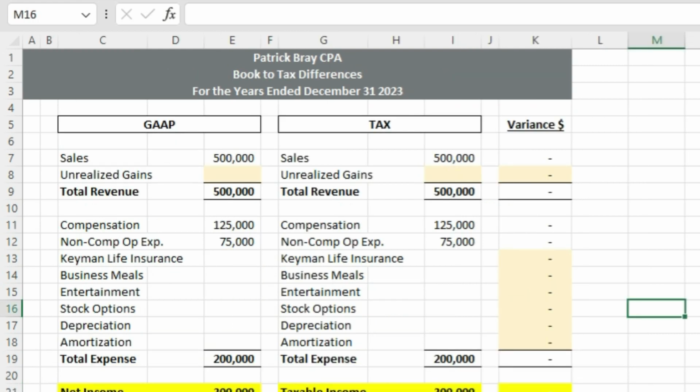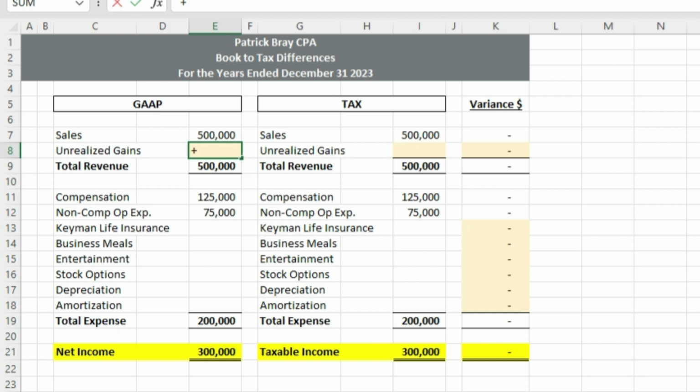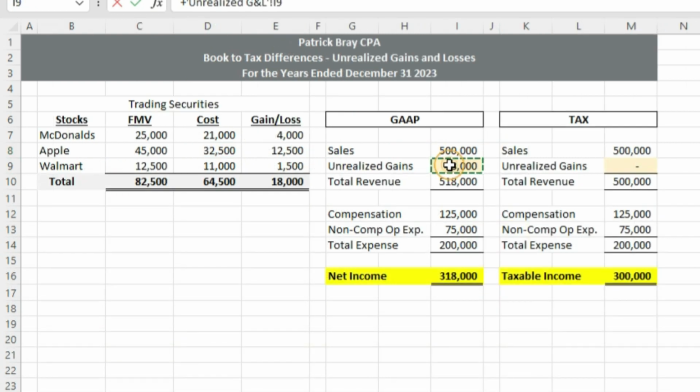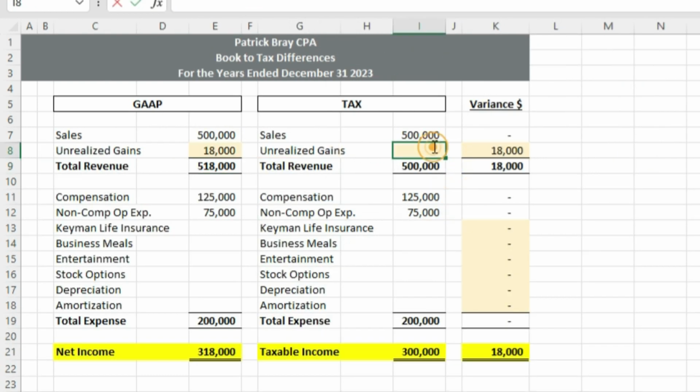Okay, let's put this whole thing together. I've got a P&L that's going to be on a GAAP basis. I'm going to have a P&L that's going to be on a tax basis. Let's layer in all 5 pieces that we just went over, and let's see how different those results look. So let's get our unrealized gains from our first example. For tax basis, remember, it's 0. You don't recognize unrealized gain. You only recognize a realized gain if you sell something.